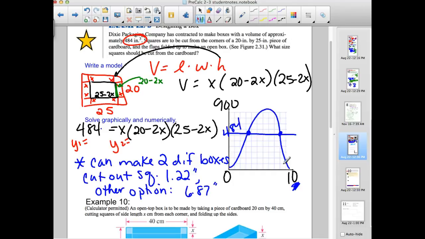It just depends on if we want a shorter height and a bigger base, or if we want a smaller base and a taller box. So this would be our 1.22 and this would be our 6.87 option. In both cases we get that volume of 484.